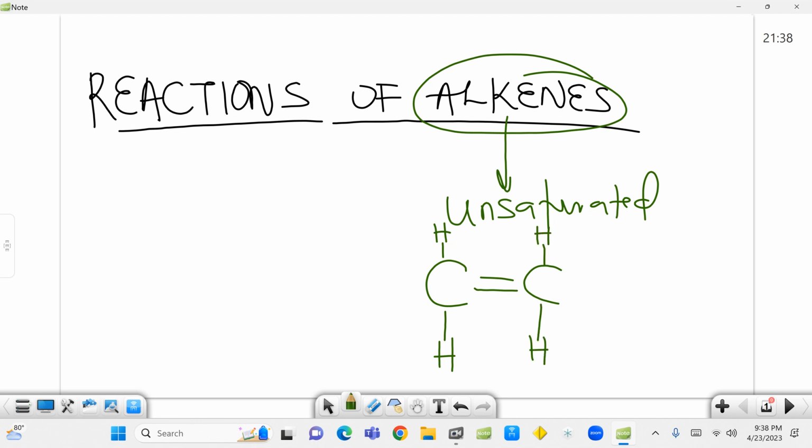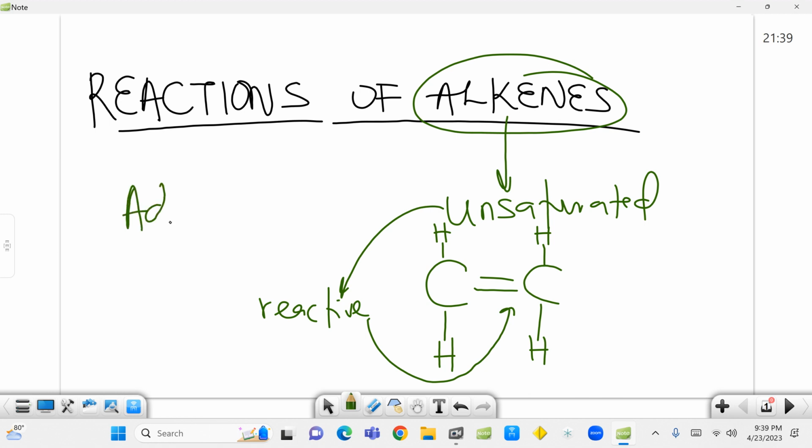Alkenes are unsaturated, and this actually gives rise to the reactivity of alkenes. So alkenes are very reactive because of this nature, because of the double bond in between carbon to carbon atoms. And alkenes undergo several kinds of reactions because of this. They can easily combine with other substances. Mostly they undergo addition reactions because the carbon to carbon double bond gives rise to introduction of new substances.